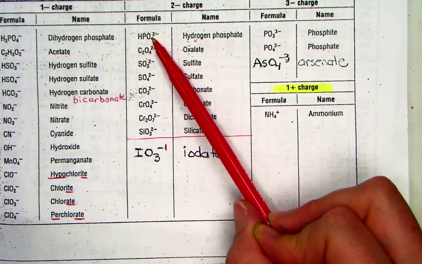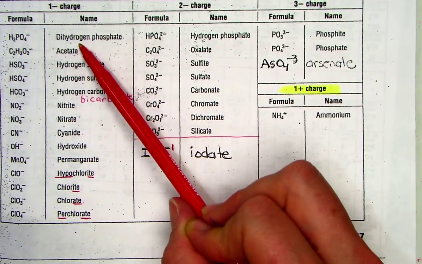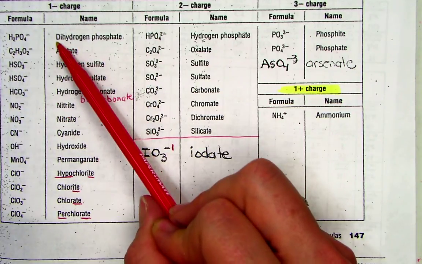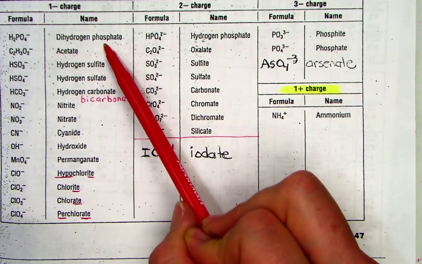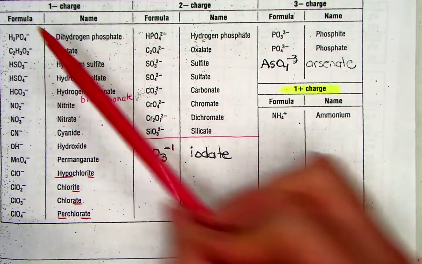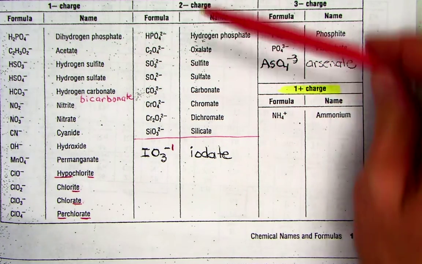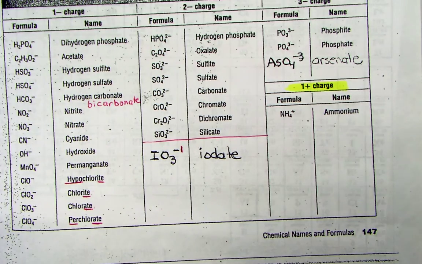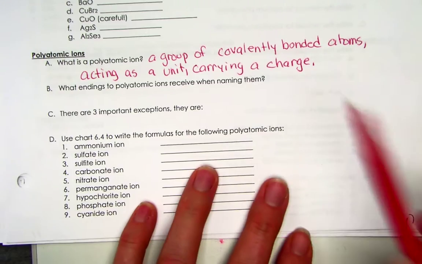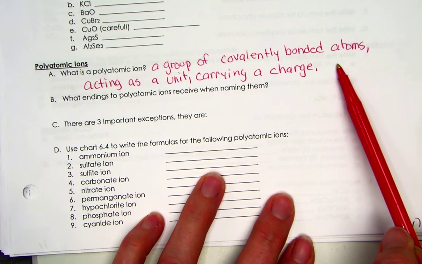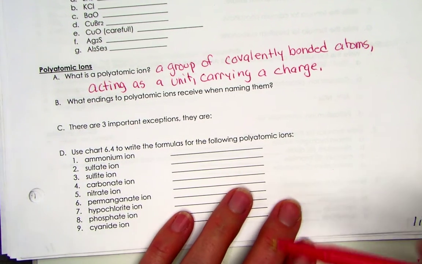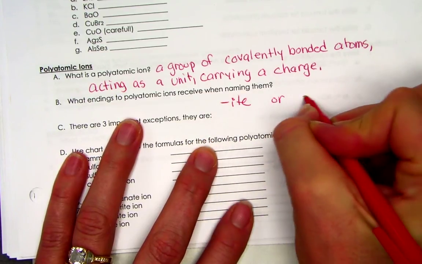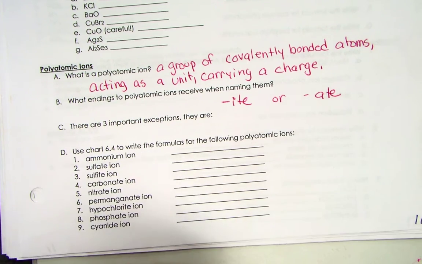If we add on one more hydrogen, we move over to the first column. With 2 hydrogens attached to the phosphate, we now hear the name as dihydrogen phosphate, a polyatomic ion that carries a -1 charge. We've been listening to the names and the symbols of some common polyatomic ions. Again, groups of atoms acting as a covalently bonded group carrying a charge. We notice that most of them end with ite or ate endings.